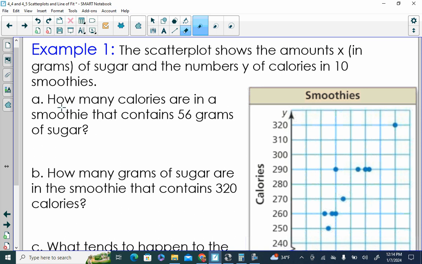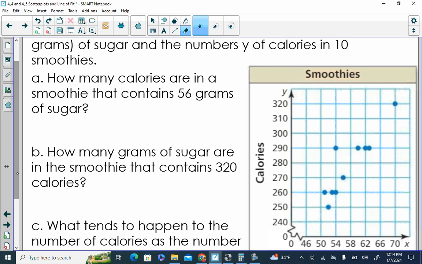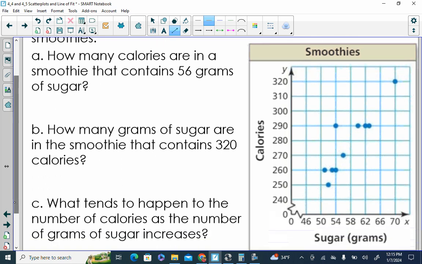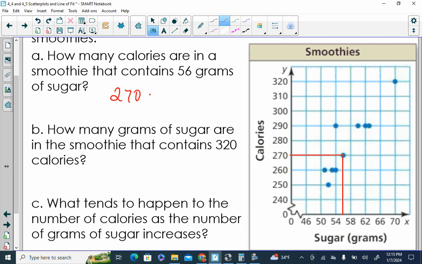Our first question is, how many calories are in a smoothie that contains 56 grams of sugar? Well, the first thing we want to do is to locate 56 grams of sugar on our graph, and we see that sugar is on the x-axis, and we locate 56 grams of sugar, which would be right in between 54 and 58. We see where that point is on the y-axis, and we see that at 56 grams of sugar, we're at 270 calories. So for answer A, we'd have 270 calories.